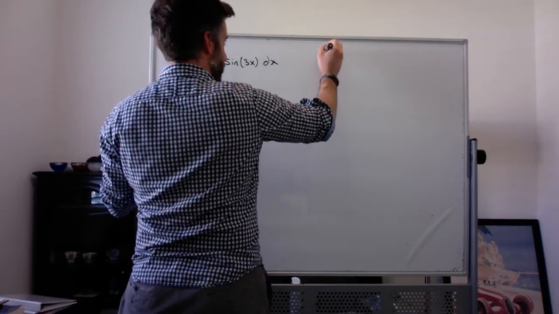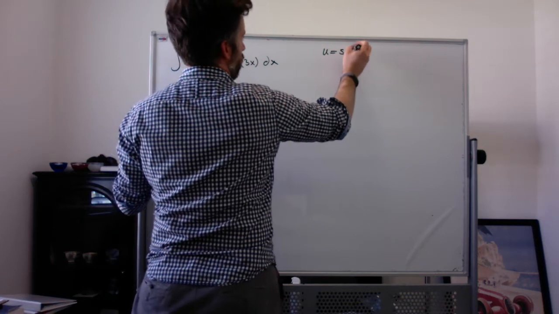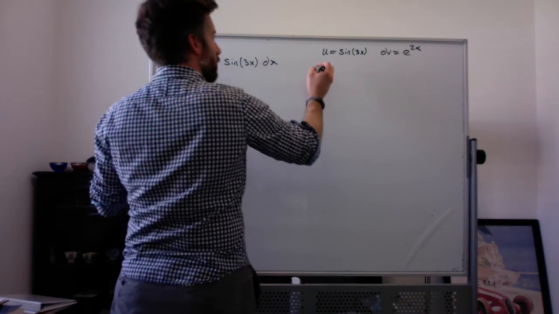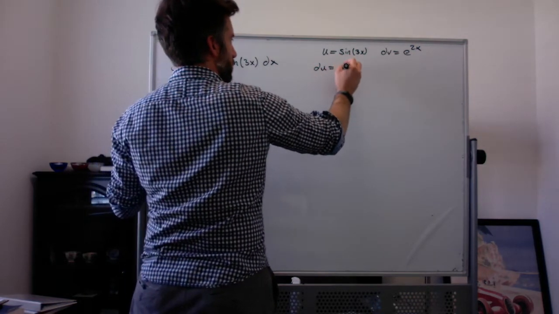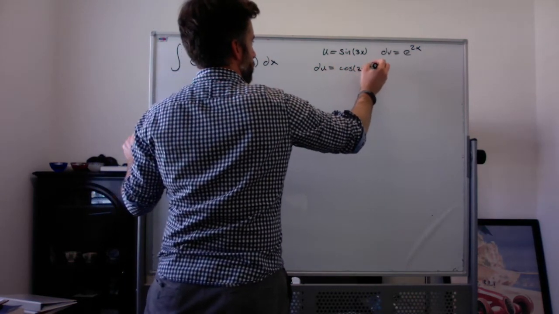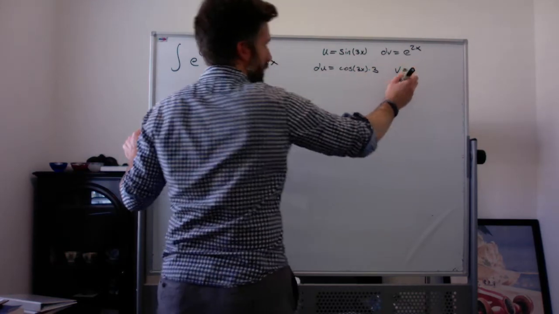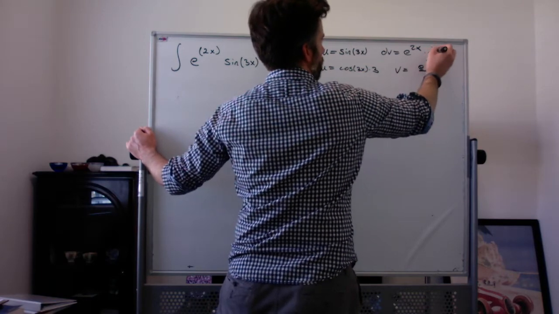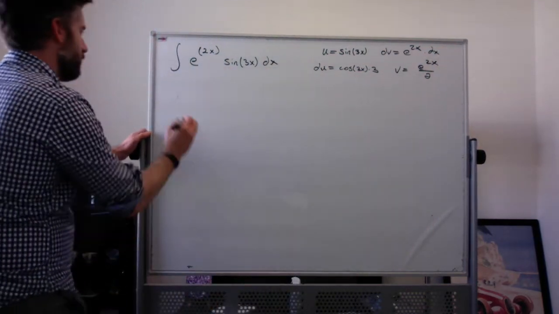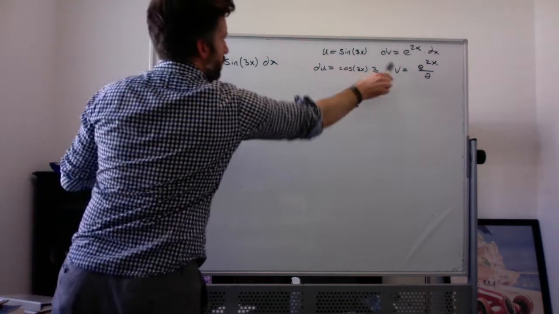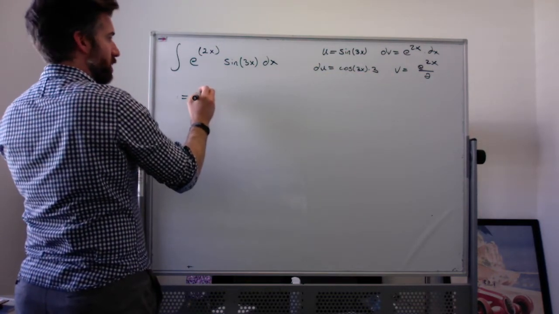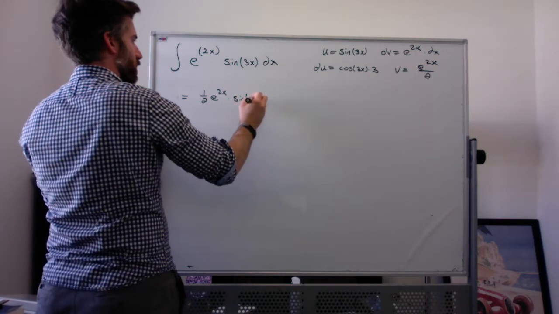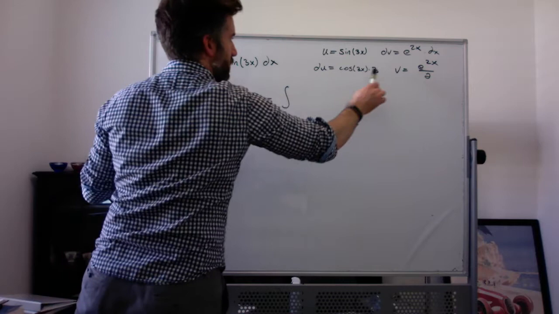So I'm still going to make the same choice. u is going to be the trig thing, dv is going to be the exponential thing. du, the derivative of sine of 3x, is cosine of 3x times 3. v is the antiderivative of e to the 2x, which is e to the 2x over 2. I forgot the dx here, sorry. So this ends up equaling uv. So I'm going to do 1/2 e to the 2x times sine of 3x minus the integral of v du.